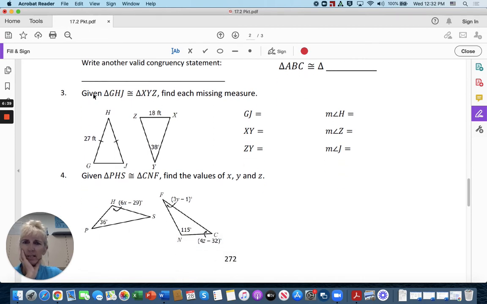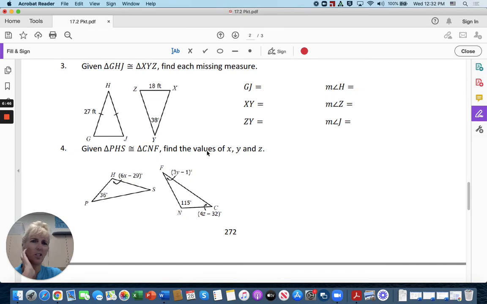Now, if it says given this triangle, find each missing measure, I think I'm going to let you do that one. Know that angle H is the same as this one, and since these two sides are the same, these two angles are going to be the same. And we can say every triangle adds up to 180 minus 38, and then divide by 2, and then you'll get angle G and angle J.